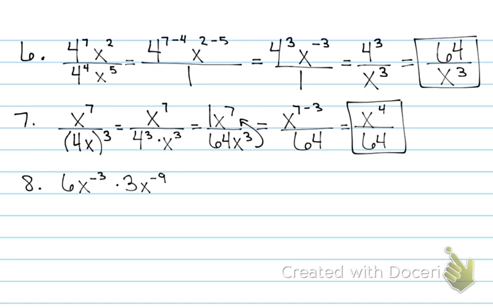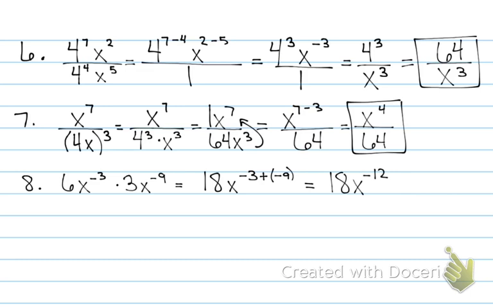Multiplication, that's what that dot means. So multiply your numbers, and then for your bases, you're going to use product of powers. Go ahead and try to, the instructions here will say simplify and write the expression using only positive exponents. 6 times 3, guys. 18. And now we do x to the negative third plus negative 9. What's negative 3 plus negative 9? Yes, 18x to the negative 12th power.